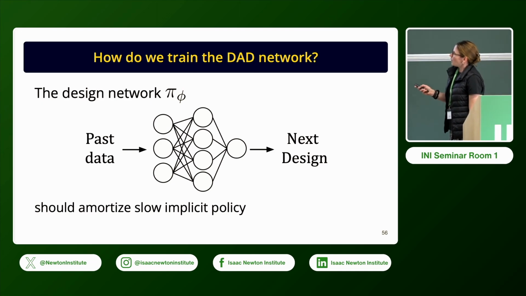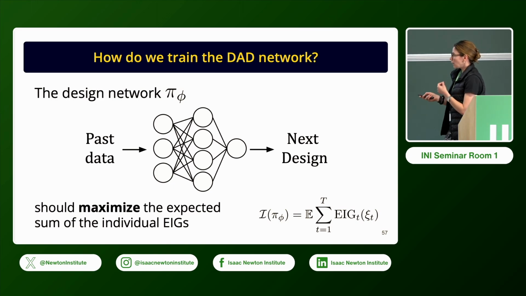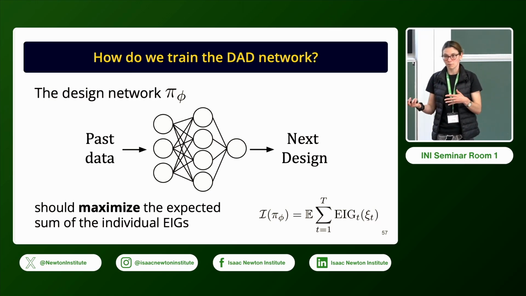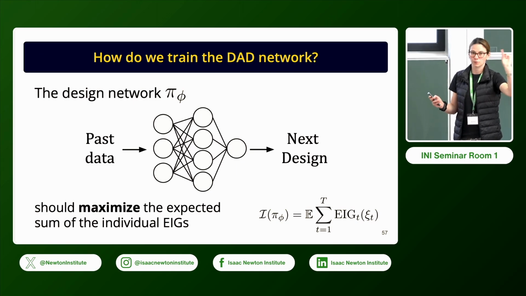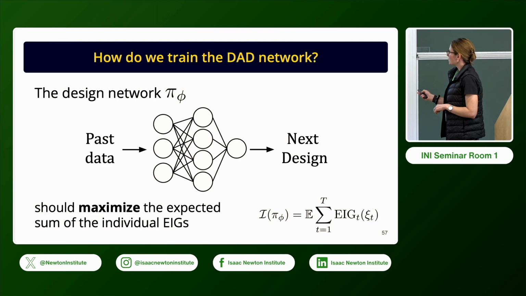So, what is this design network? The idea is that this design network should be able to amortize or emulate the slow adaptive experimental design process, this slow implicit policy. Or in other words, the policy should be maximizing the expected sum of these expected information gains. So at each step of the experiment, we're gaining a little bit of expected information gain. Once we sum it and take an expectation over the randomness in our data, this is the objective that our network should be optimizing.